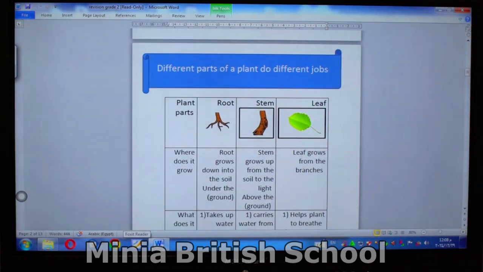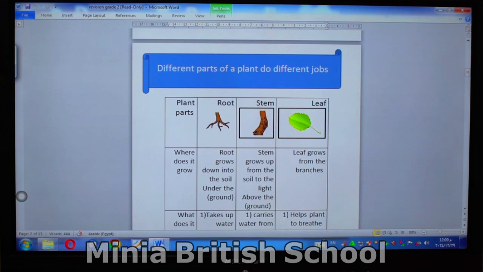Now we are going to talk about our second topic, which is functions or jobs of plant parts. Different parts of a plant do different jobs. But before we talk about functions, we need to know, where does root grow? Root grows down into the soil, under the ground. So we can't see roots.